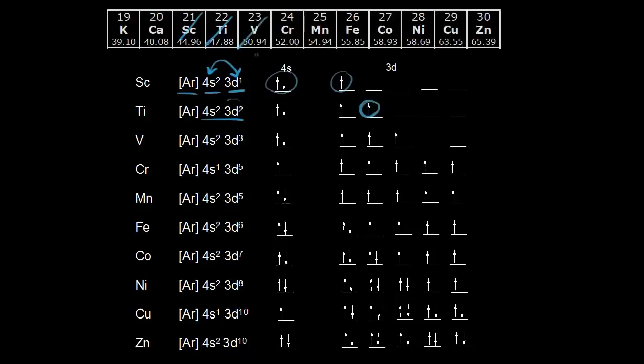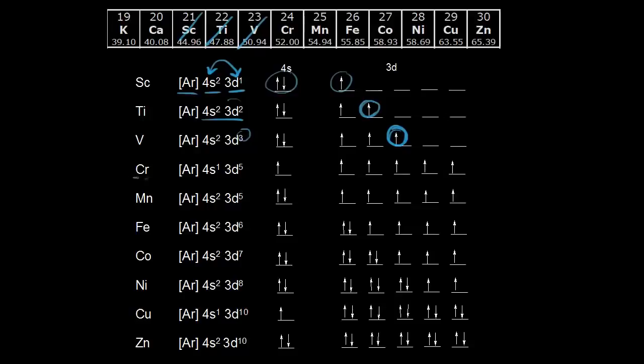Next element is vanadium, so we do the same thing. One more electron, we add that electron to a d orbital, but we don't add it to one of the ones that we've already started to fill here. We add that electron to another d orbital, and so once again, following Hund's rule. So things get weird when you get to chromium. Let me use a different color here for chromium.